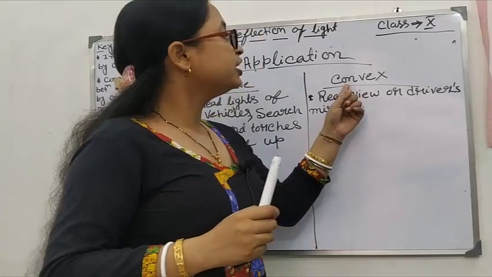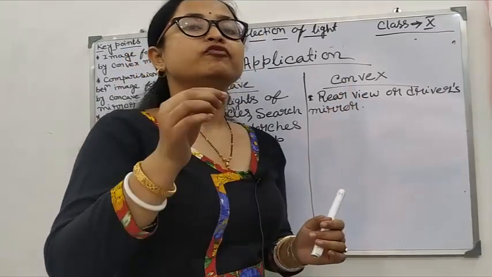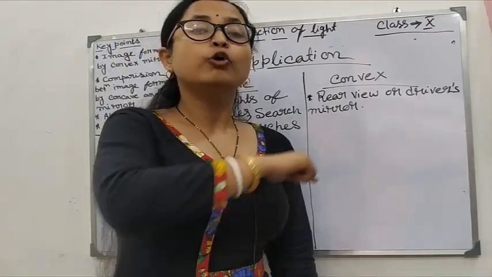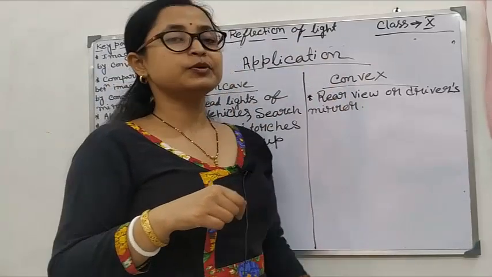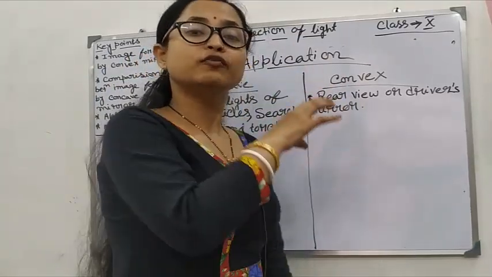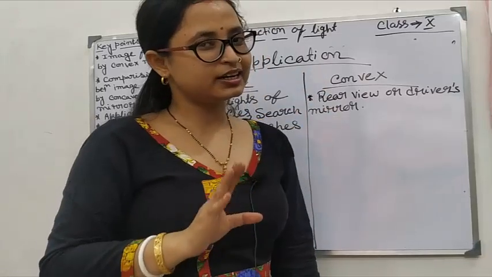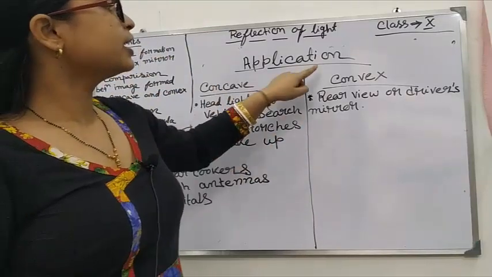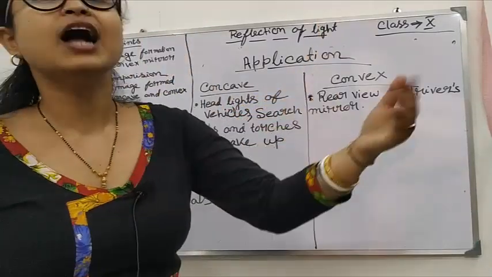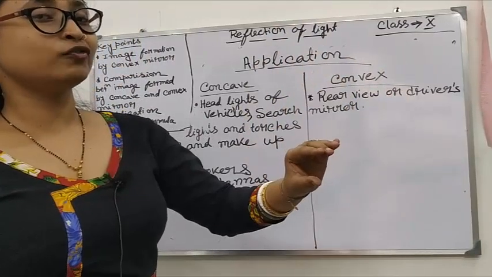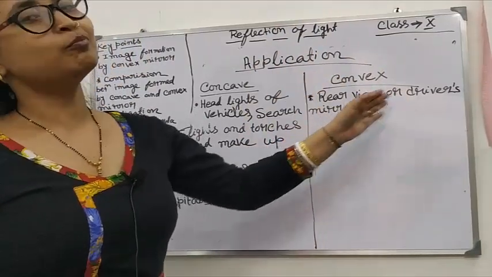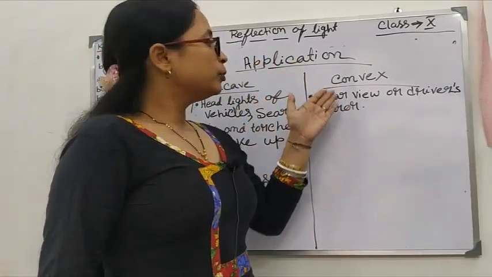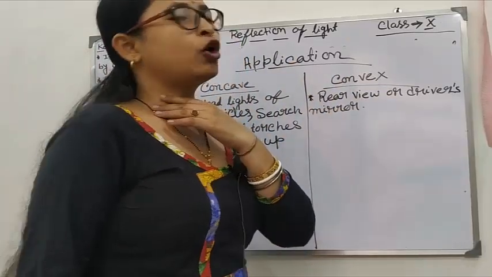That means the field of view of convex mirror is very high. What is the meaning of field of view? Field of view means the area which is covered by the convex mirror, that means the area in which the convex mirror can produce an image. Clear? The field of view of concave mirror is less, but in case of convex mirror the field of view is high, as it gives a diminished image, so it can cover more area. By this phenomenon, rear view mirror and driver's mirror are made of convex mirror.